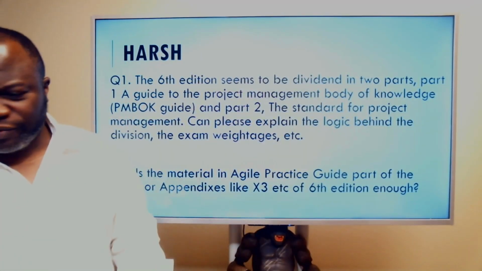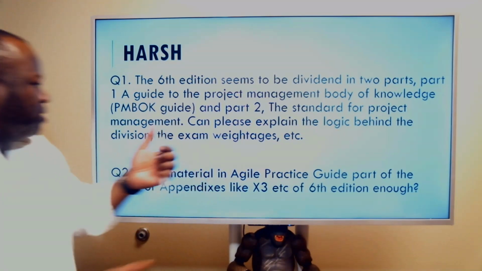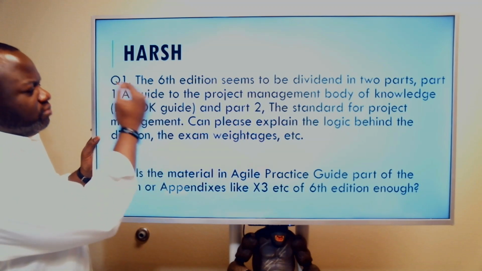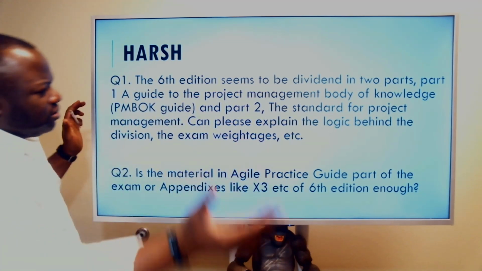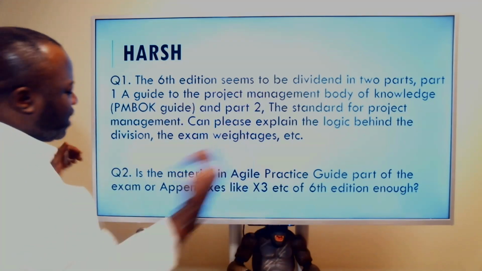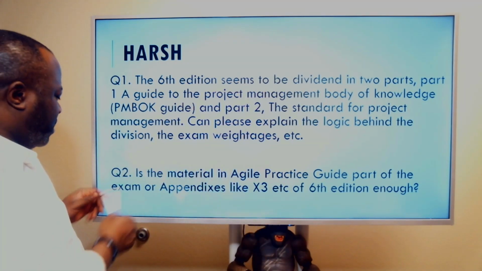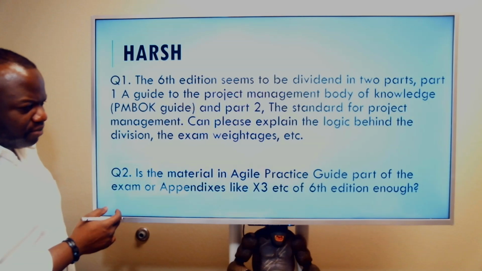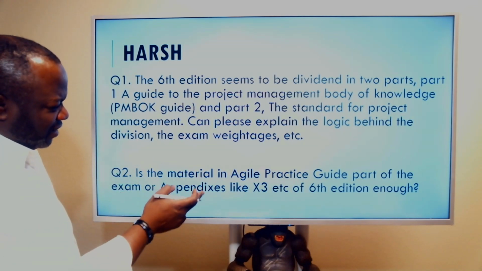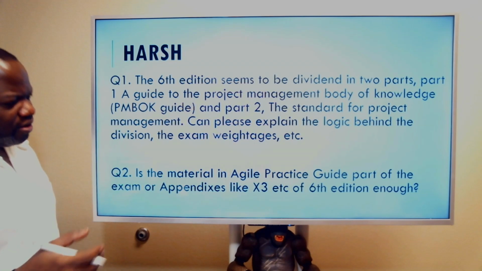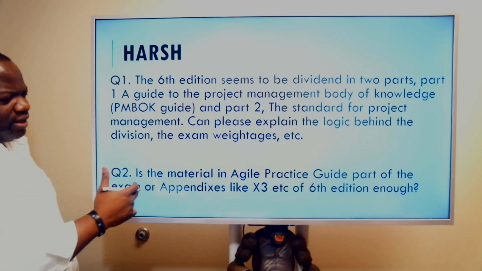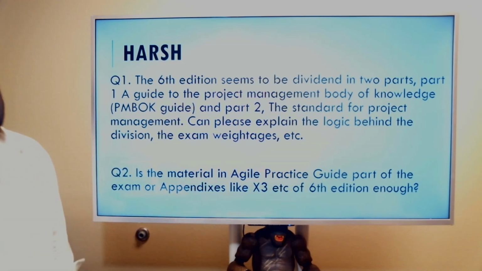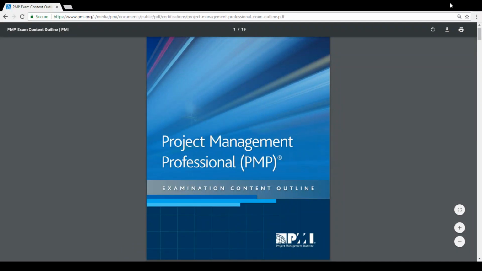So next question we've got here. I think we've answered all of the basic weightages and so on. So again, Harsh, part 1, part 2, the breakdown, there's no division by that. The division is like what I showed you in the content outline. Question 2: is the material in the Agile Practice Guide part of the exam, or appendices like X3 etc. of the 6th edition? I think he's asking, is the PMBOK Guide enough, or do you need to read the Agile Practice Guide? I think really that's what Harsh is asking.